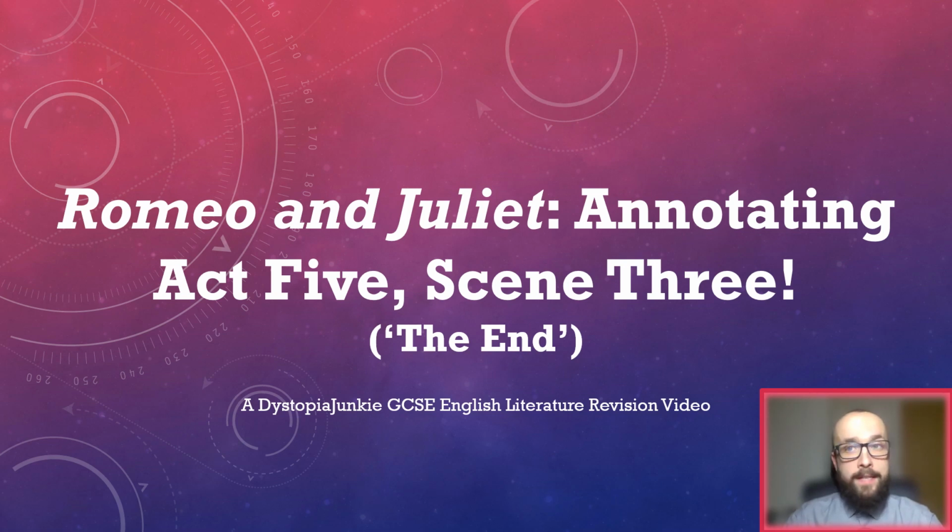In this one, we are going to annotate parts of Act 5, Scene 3 of William Shakespeare's Romeo and Juliet, which is the final scene in the play. As I annotate this scene, I'm going to focus on how it helps to create certain impressions about the play's characters, how it relates to the play's themes, and how it formally works as a piece of drama.